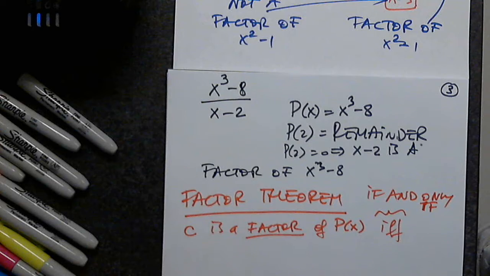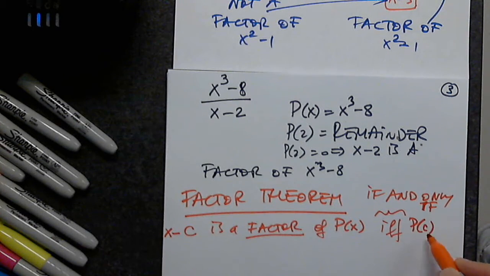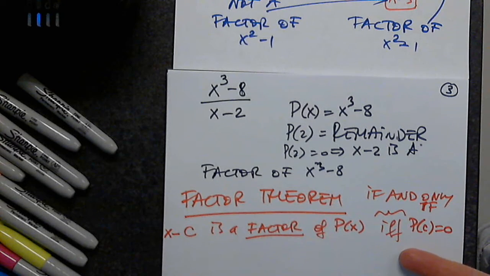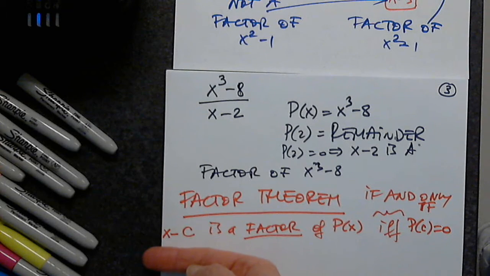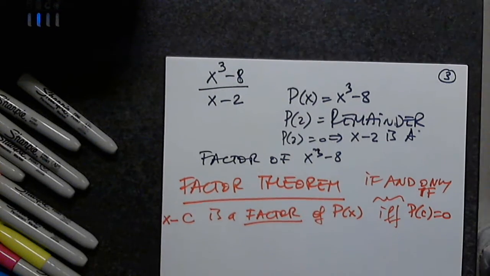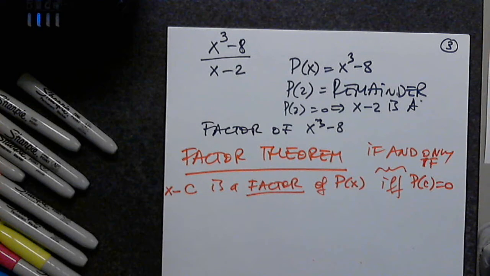So we can write this. X minus c is a factor of P of x if and only if P of c is 0. How did you know this? Great. That does it. So both ways. If P of c is 0, it implies that x minus c is a factor of P of x. If x minus c is a factor of P of x, it implies that P of c must be 0. That's what it means. That's the way we use IFF. If and only if. It goes both ways.